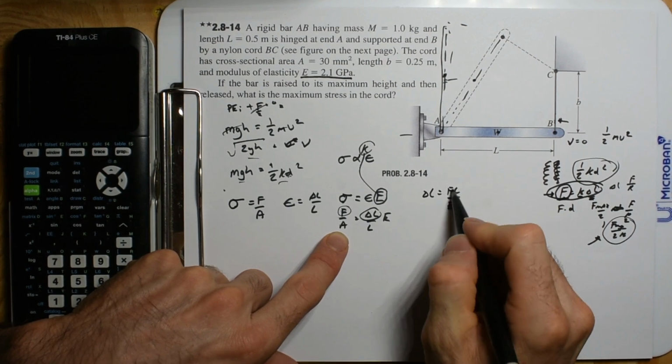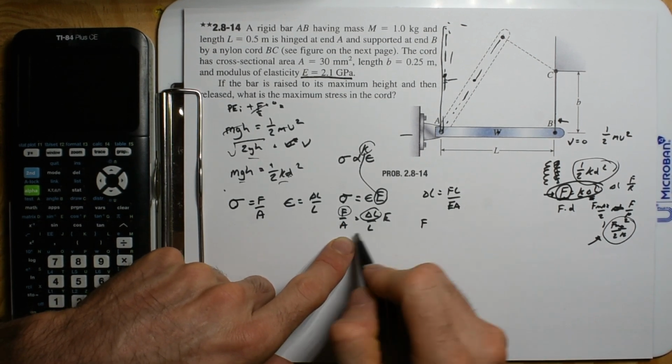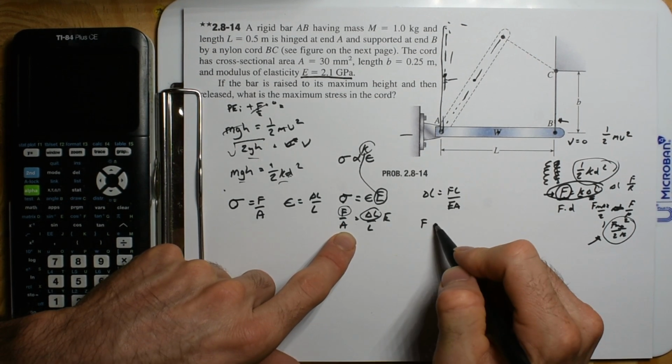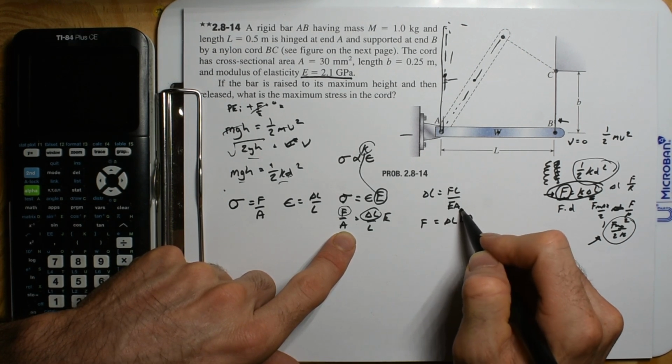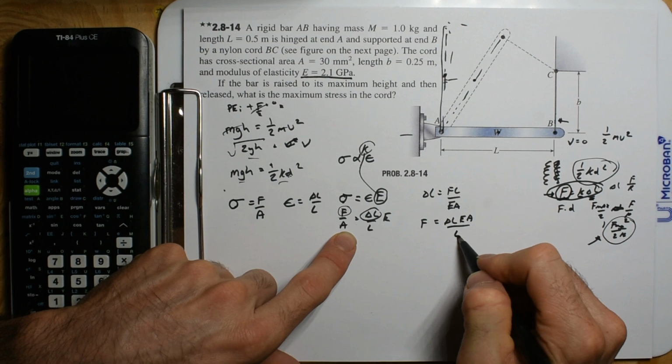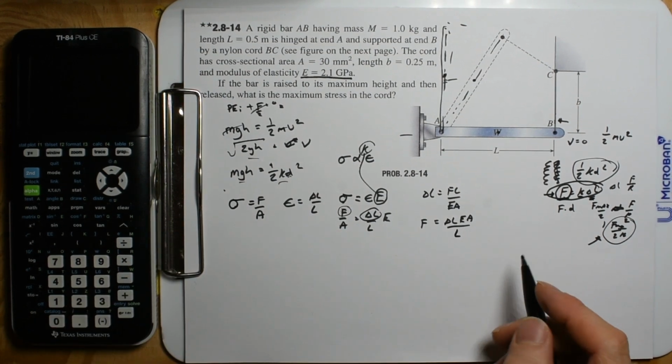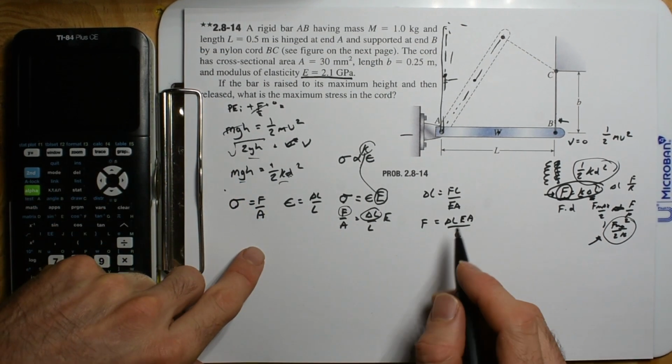Might as well solve for force too. Just rearrange it. So force is, A goes upstairs, so you're going to have change in length times EA over L. I always put EA like that. It's just what they do. It doesn't matter. Anyway, so there you go.